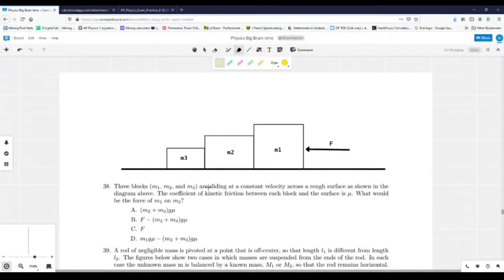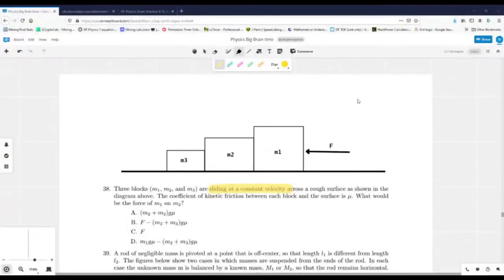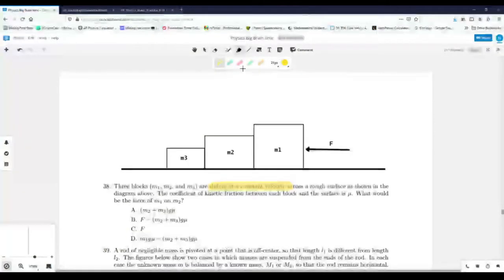It says that they're sliding at a constant velocity. So since we know they're sliding at a constant velocity, what else do we know? No acceleration. You're right, no acceleration. And if we know no acceleration, what does that tell us? The forces cancel out, or no net force, right? So all the forces have to cancel out.